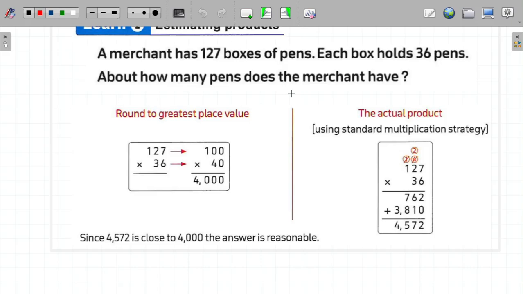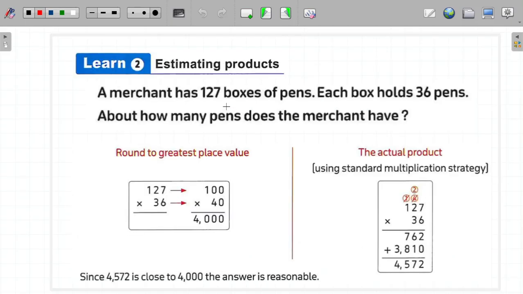The second part here in our lesson today is about estimating products. So if I have an example like this and I want to estimate the products before the actual product, I will use rounding to round every number and get the estimating product or the estimation result, and compare the estimation and the actual result.